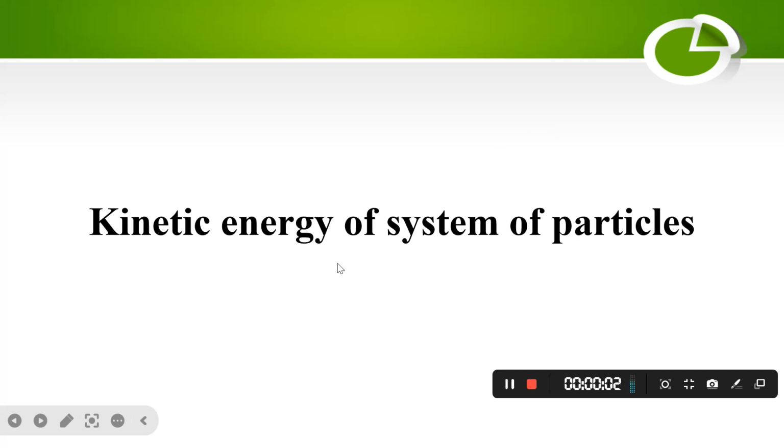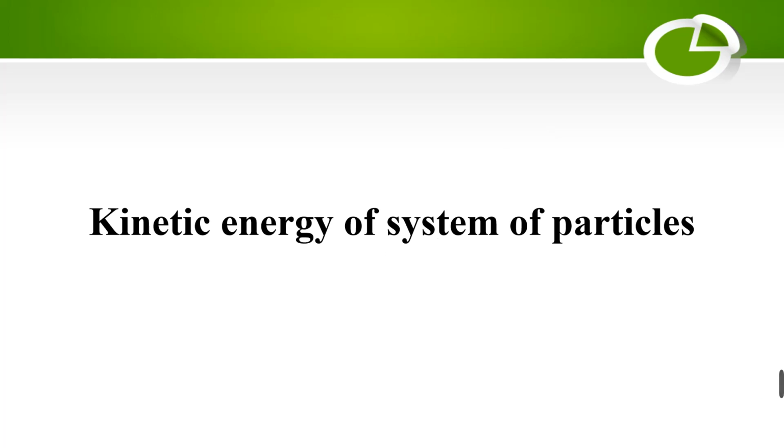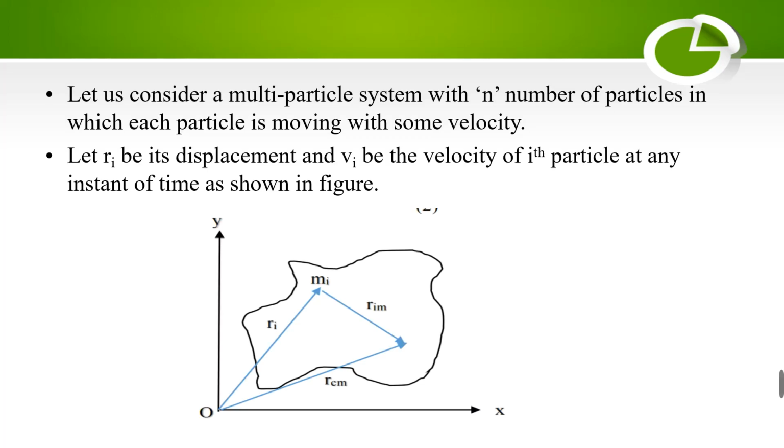The topic which we are going to see is the kinetic energy of a system of particles. So we all know that a system of particles is a system which consists of n number of particles. The masses of the particles we can consider as m1, m2, m3, m4, and each particle moves with some velocity. The particle m1 will be moving with the velocity v1, the particle m2 with the velocity v2, and the particle m3 with the velocity v3.